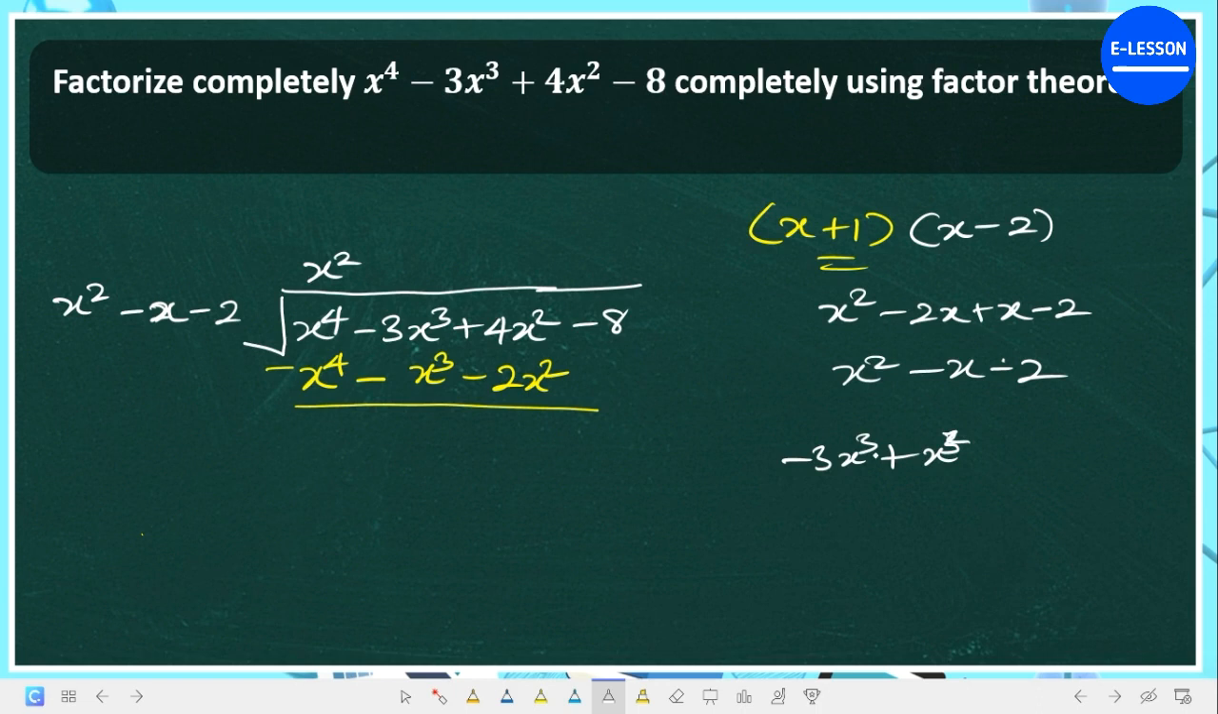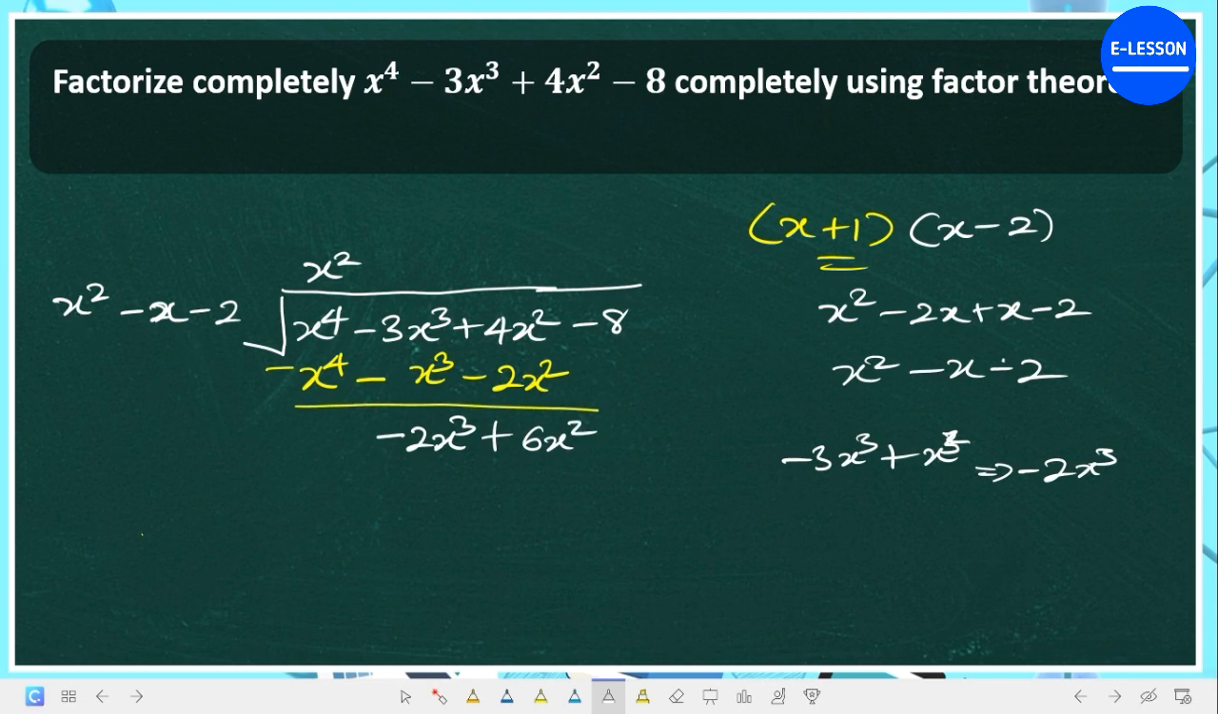So this one will give us minus 3s squared. This one will give us minus 2s cubed. So come here and say minus 2s cubed. Then 4s squared minus 2s squared, minus will be plus. There we have 6s squared. Are we getting it now?